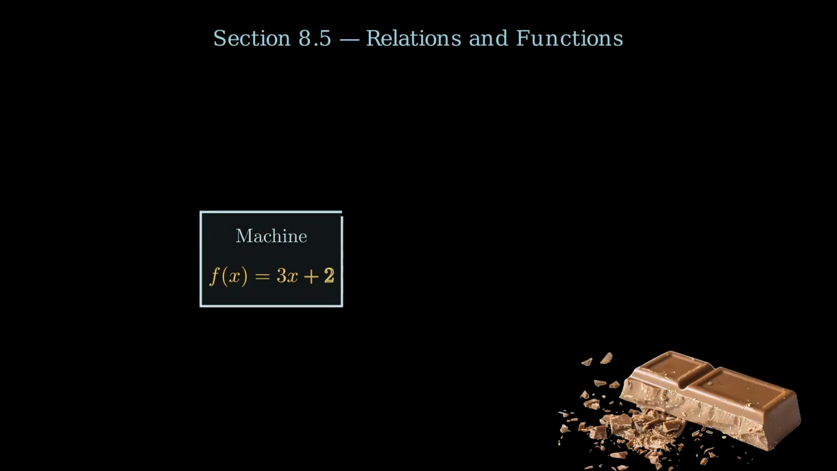Think of a function as a rule or a machine. It takes an input value x from the domain, processes it according to a specific rule, and then outputs a single distinct value, f of x, in the range. Let's visualize this process using a creative function machine.